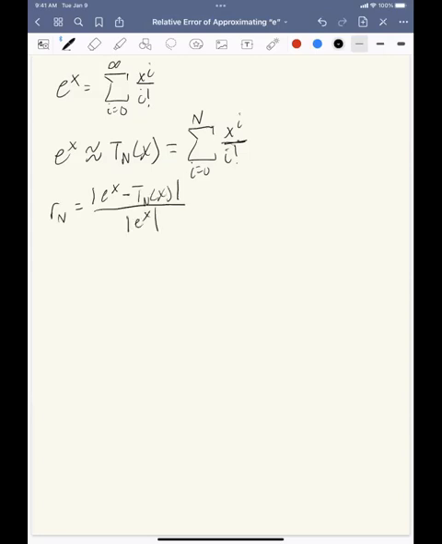So the absolute value of the difference of our true value and our approximate value, over the absolute value of our true value. Now, it would be very helpful to know what the upper bound for this relative error is. In other words, we want to know how off our approximation can be at most, given some n.